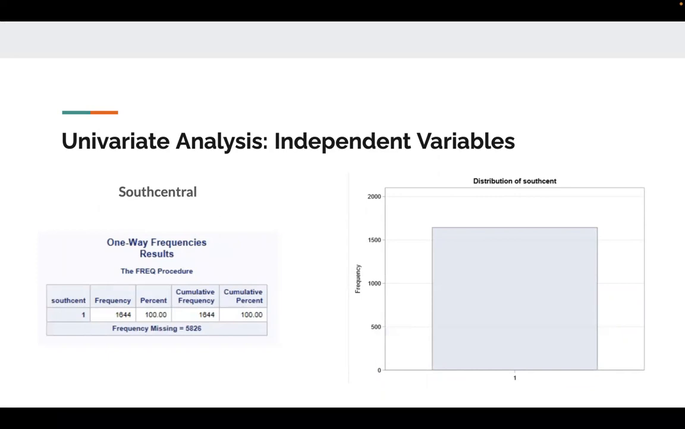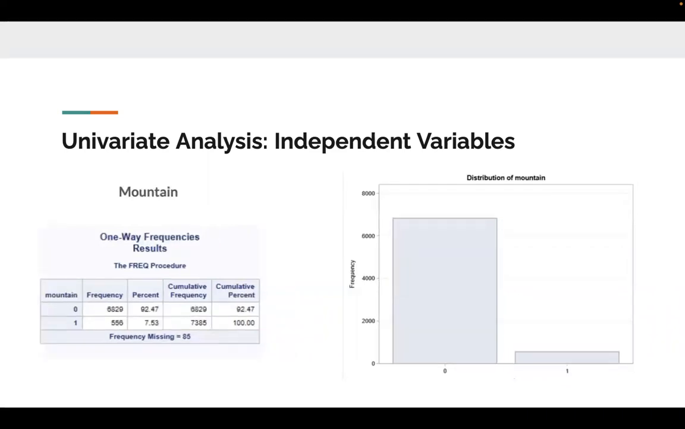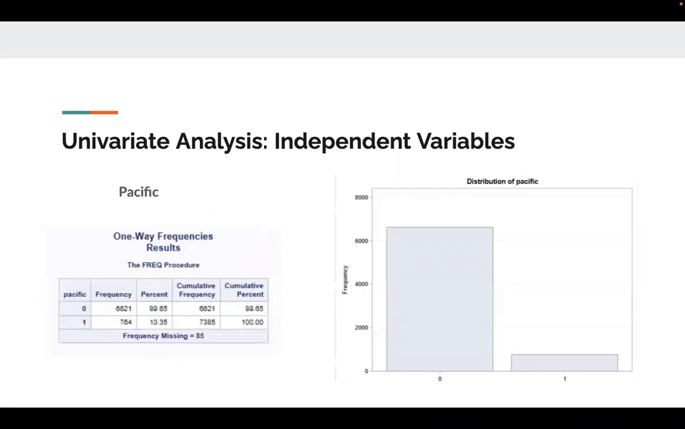In our South Central, when I actually calculated this into the SAS program, it didn't provide me with an accurate percentage. However, I was able to determine that there were a total of 1,644 hospitals in this region. For the North Central region, there was a total of 31.01% of hospitals, which gives you a total of 2,290 hospitals in this region. For the Mountain region, there was 7.53% of hospitals, which gives you 556 hospitals in this region. For the Pacific, there's 10.35% of hospitals, which gives you 764 hospitals in this region.